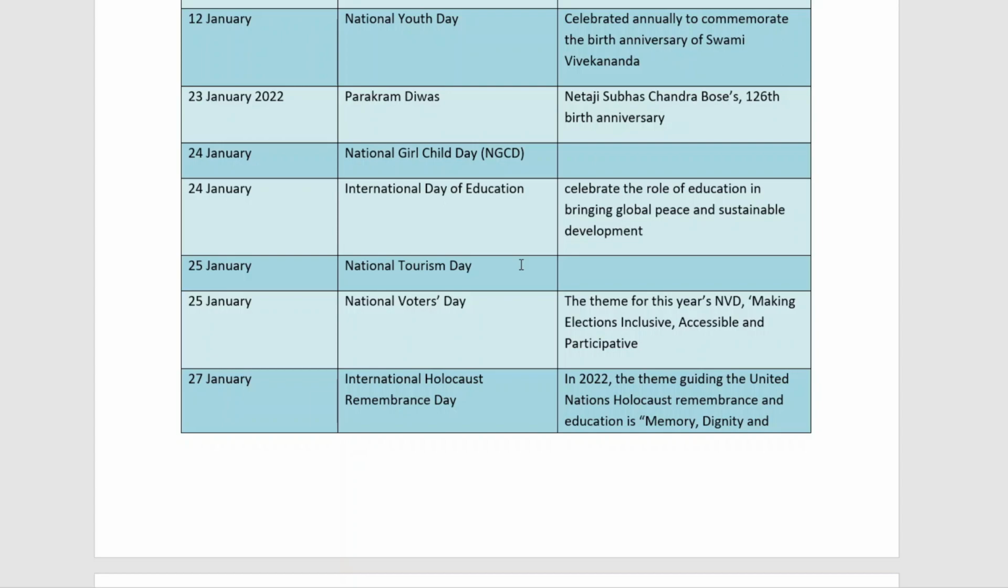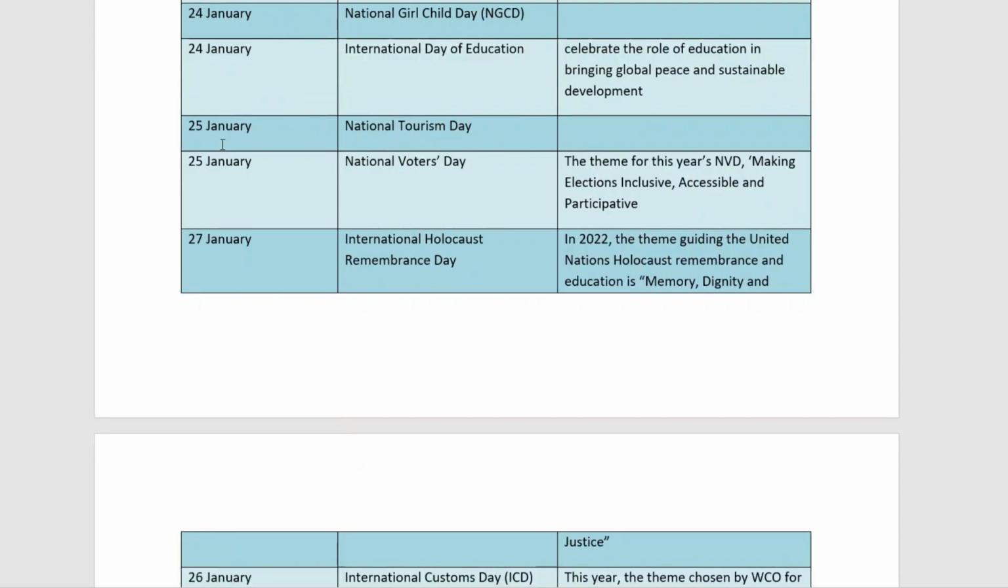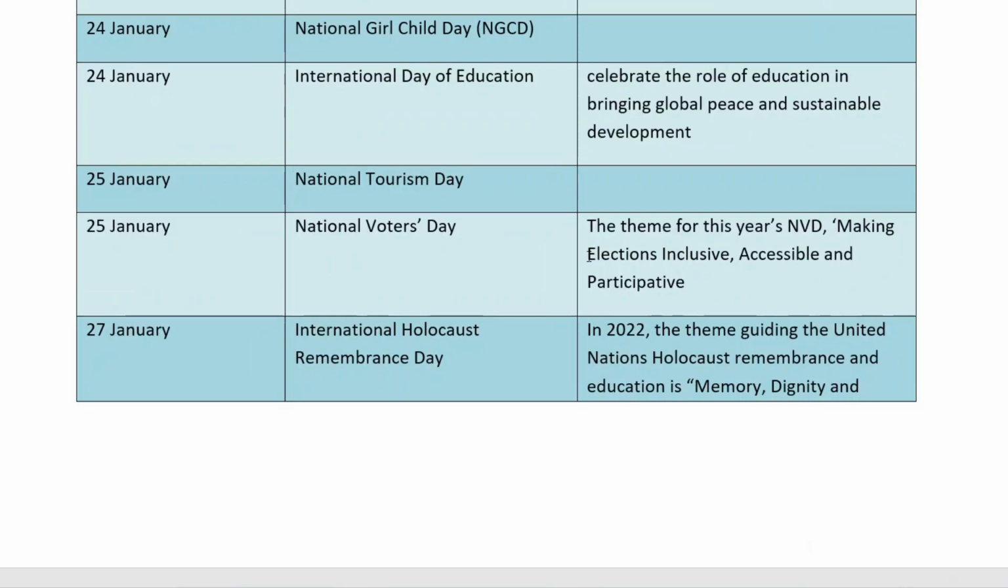The next important date is 25th January. On this also, we have two important days. The first one is National Tourism Day. The second one is National Voters Day. These two significant days fall on 25 January. And the theme for National Voters Day is Making Elections Inclusive, Accessible and Participative.